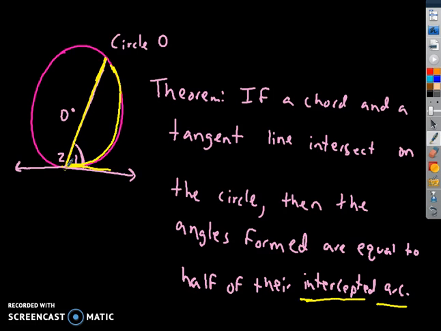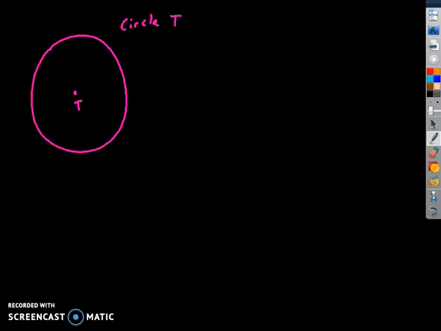Got a new one. Let's say we've got this circle here, and its name is T. This is circle T. I suppose we've got 2 chords. This is one of the chords. Here's the second chord.